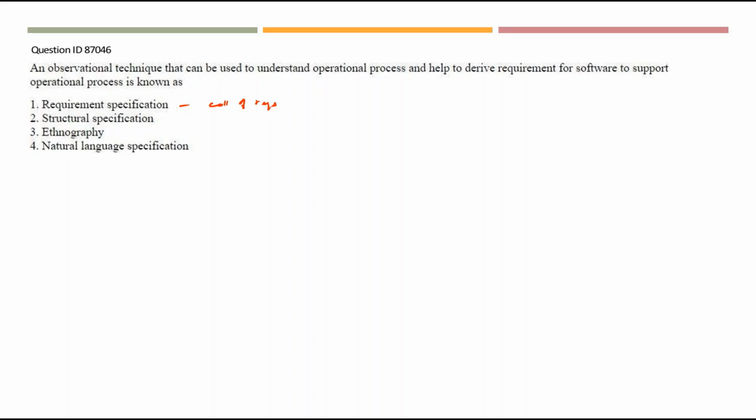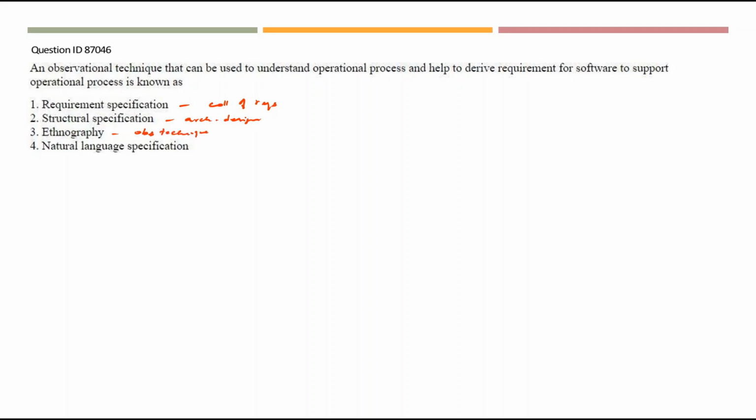Next is structural specification. In short, we can say it is about architectural design. That is how a software system is to be developed in order to achieve the goals that are specified in the requirements. Next is ethnography. I think you could have come across this term, ethnographic research. It is actually done by way of observation. So this is the observational technique. Now we can map it.